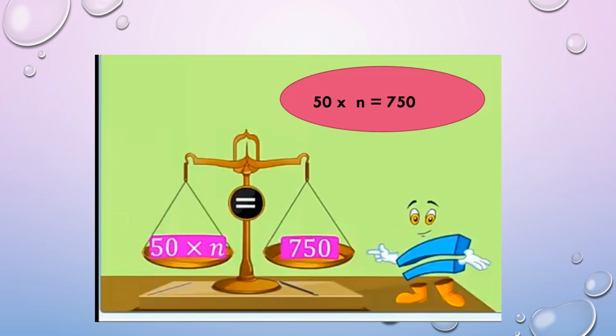Now, let us find the solution of an equation. 50 into n is equal to 750. So by putting an equality sign between LHS and RHS, we have to put a condition on variable n. So LHS will be equal to RHS only for a specific value of n.